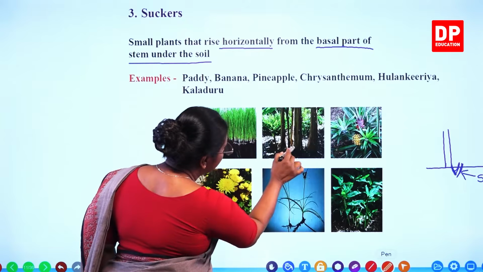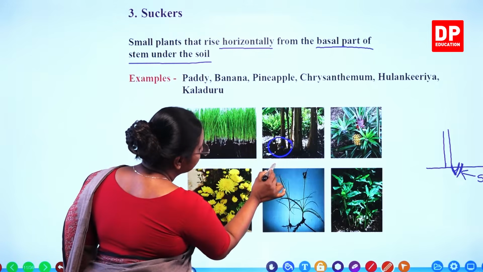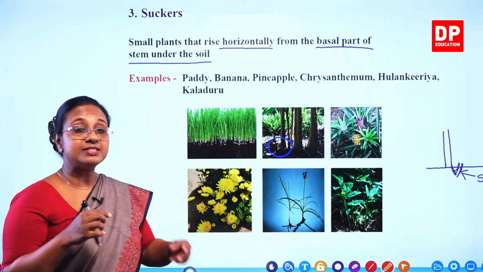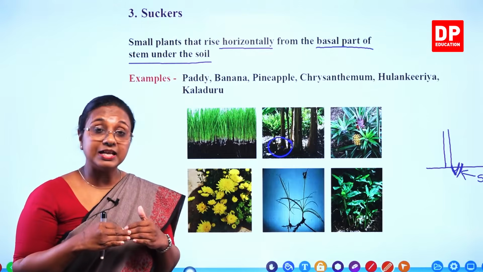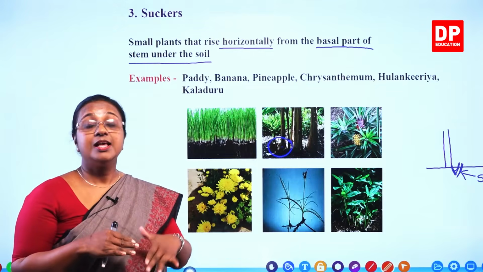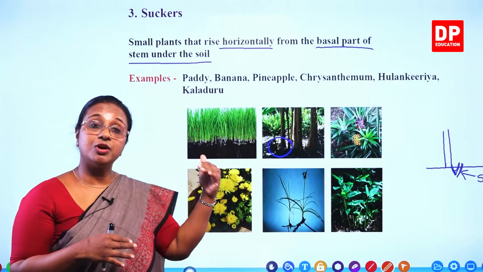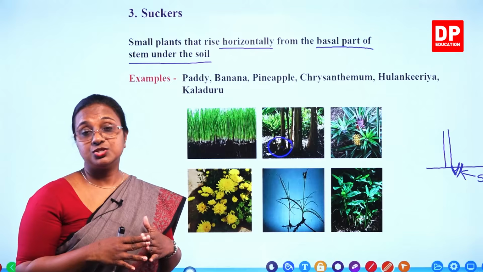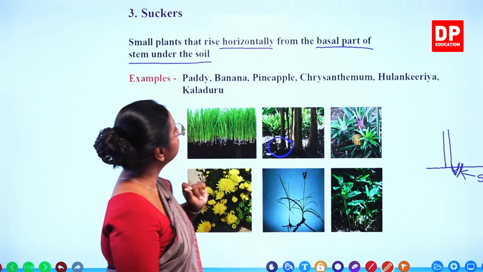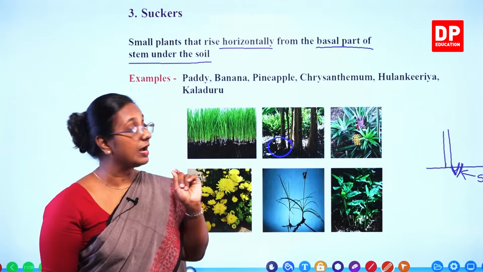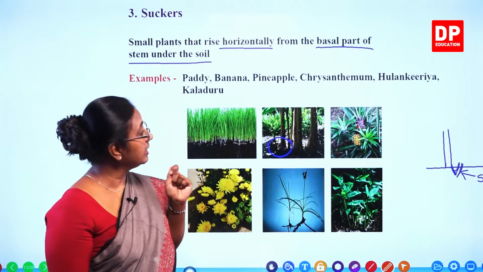If you look closely at this point, you can see the mother plant is there and the young plant is there. It looks as if the stems are connected. The basal parts of the stems are connected if you look closely. That's because from the stem of the mother plant, the sucker comes out of the soil and gives rise to the new plant. So that is in banana. Then here you can see the pineapple plant. They also reproduce by suckers. Then chrysanthemum also reproduces by suckers.